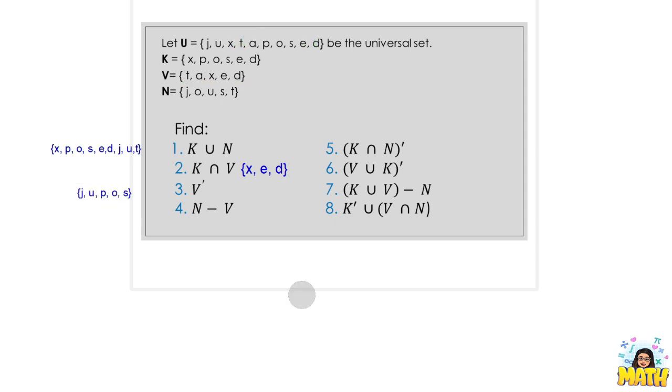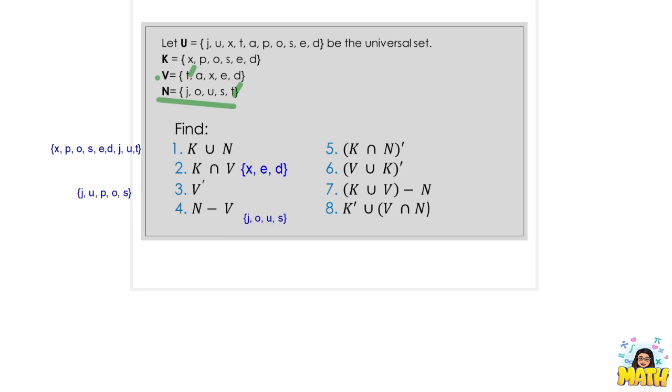Next, number 4, N minus V. We just need to subtract the common elements of N minus V. Now, meron bang common elements ang set N at set V? Yes, we have letter T. So, whatever remains sa set N, ayon ang kanilang set difference: J, O, U, and S.